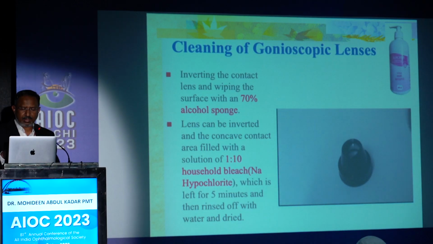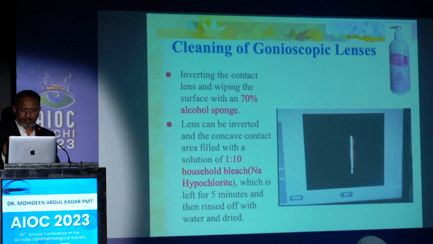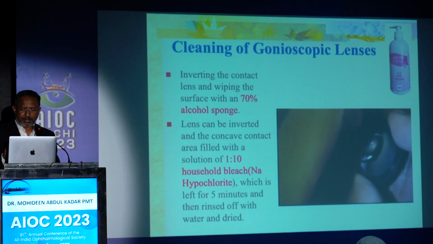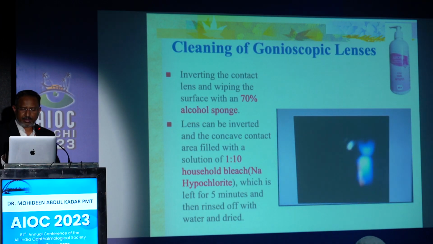Alternatively, you can also use 1 to 10% household bleach, sodium hypochlorite. You can just soak it for 5 minutes. Put a few drops of coupling solution, especially for the 2 mirror lens, and make the beam 2 to 3 millimeters. Ask the patient to look up. All patients will be cooperative if you explain to them properly before the procedure. None of the patients is uncooperative.